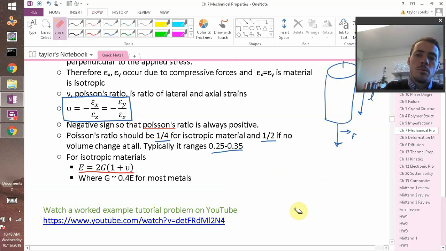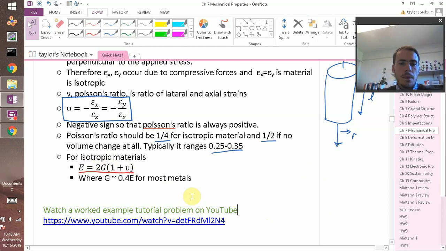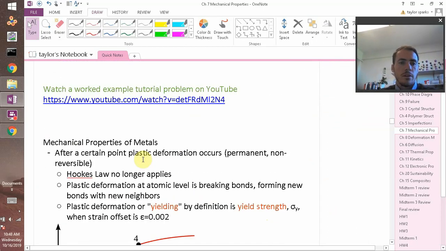So this relationship holds for isotropic materials, where you can figure out your Young's modulus if you know the shear modulus. Measuring Young's modulus is easy. You can get Poisson's ratio pretty easily, but measuring shear modulus is typically more challenging. This gives you a way to calculate it, okay? And we've got some examples worked out on YouTube for that.